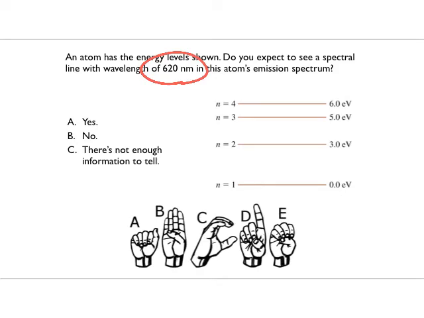I didn't pick 620 by accident. Remember, we said the energy of a photon was equal to 1240 divided by the wavelength. So 1240 over 620 is just 2 electron volts. Is there a transition which would give me an energy of 2 electron volts? Well, heavens to Betsy, there is. If an electron goes from n equals 3 to n equals 2, I will have a spectral line of a 2 electron volt photon emitted. And so I will have a 620 nanometer line in the emission spectrum.